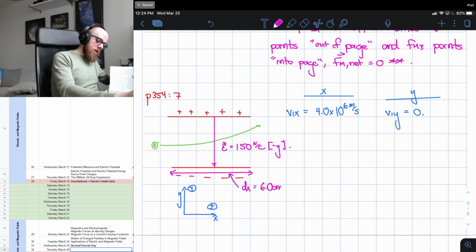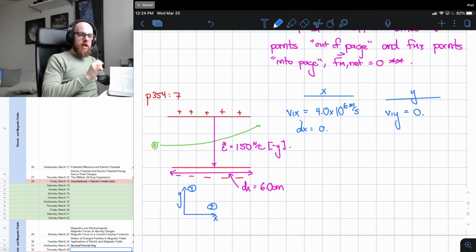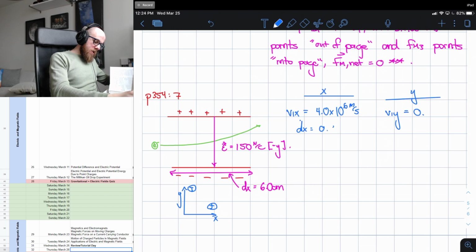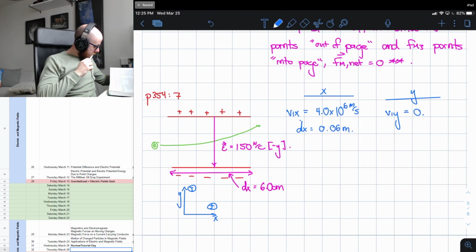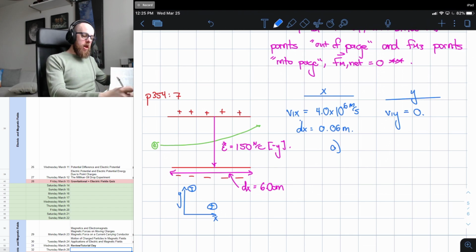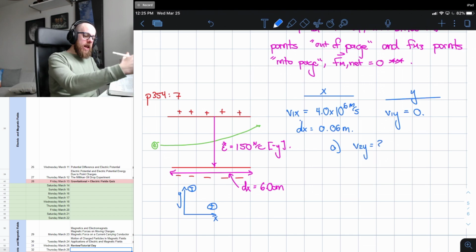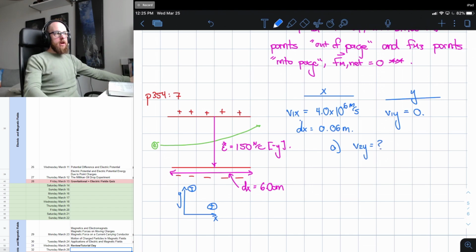Okay, so coming back to our givens table, dx, the actual length of the plates, is 0.06 meters. Part A is asking for the vertical component of the electron's final velocity. So we want to know what v2y is when it leaves these plates.